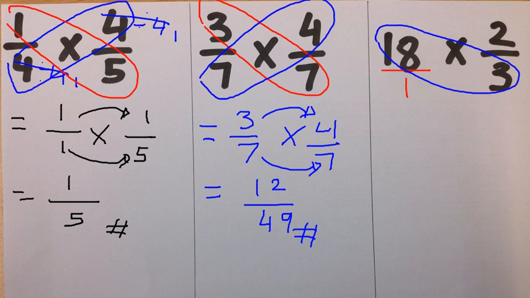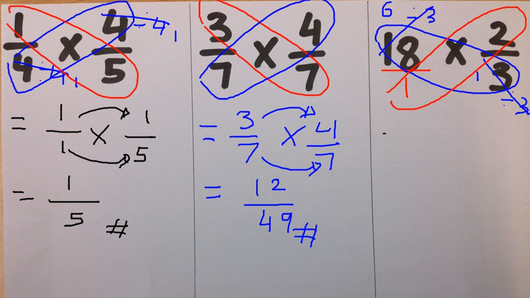18 and 3. I can divide this number by 3 as well on the other side. So 18 divided by 3 will give me 6. And then 3 divided by 3 will give me 1. Let's look at the other pair of numbers. Can they be simplified? 2 and 1 have no common numbers to divide. So let's leave the numbers as they are.